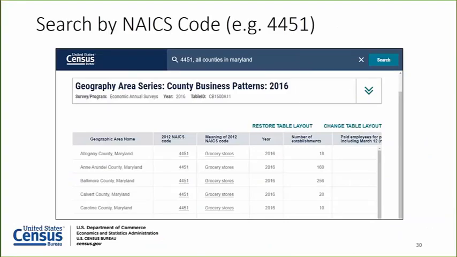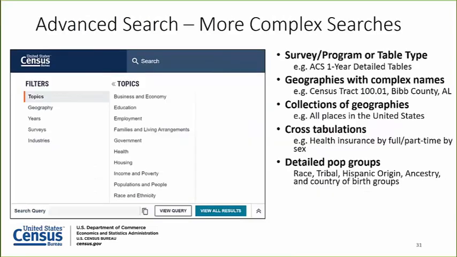Searching by NAICS is a great way to use a single search bar as well. So in this case, we put 4451 and then all counties in Maryland. And we got the county business pattern table coming up for grocery stores in all counties in Maryland.